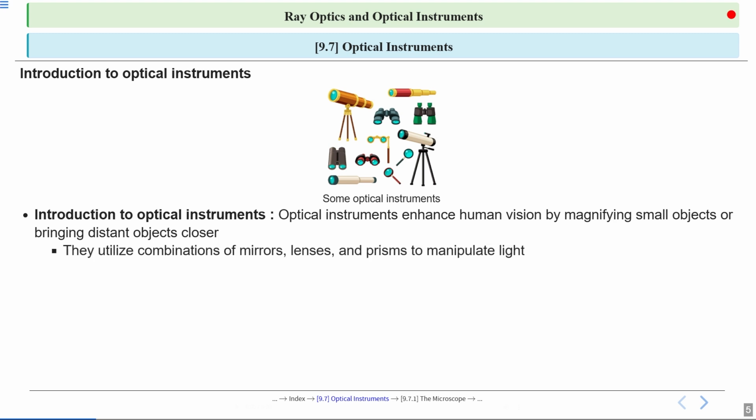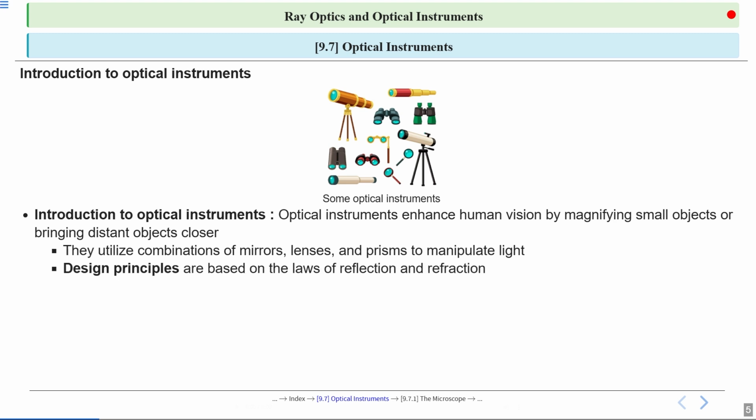The core of optical instruments lies in their use of mirrors, lenses, and prisms. These components work together to bend and focus light, enabling us to see objects more clearly. Understanding how these elements interact is key to grasping the operation of these devices.